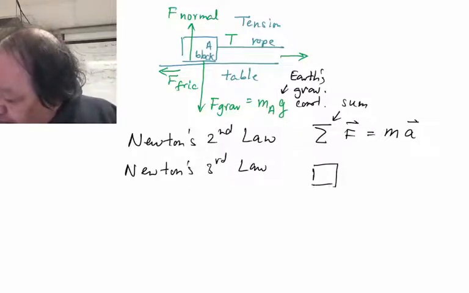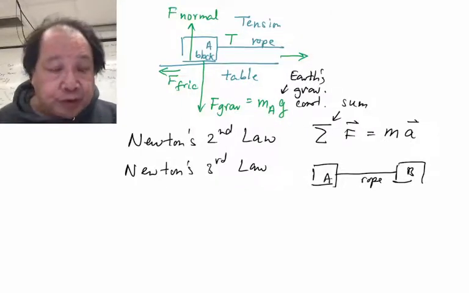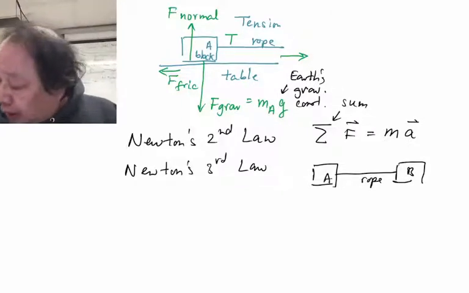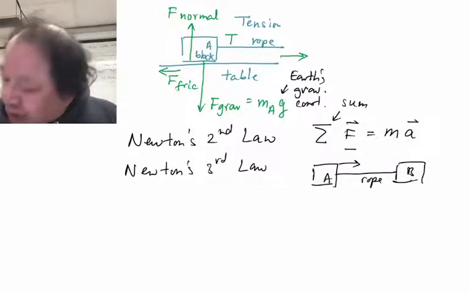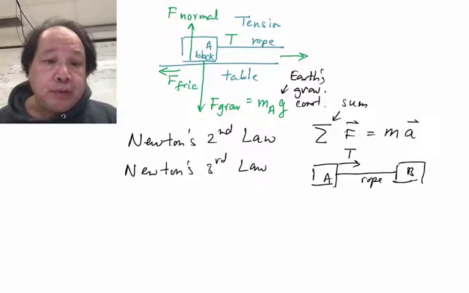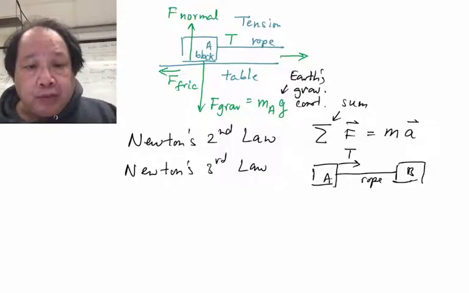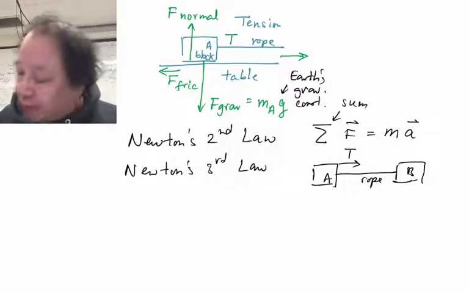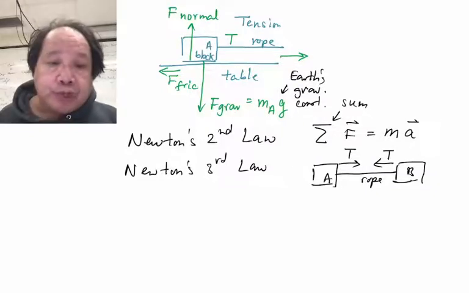We have a block A, and it's attached by a rope to a block B, and the rope is under tension. Block A feels a tension force moving to the right from the rope, and by Newton's third law, block B will feel the same force from block A through the rope pointing in the opposite direction.